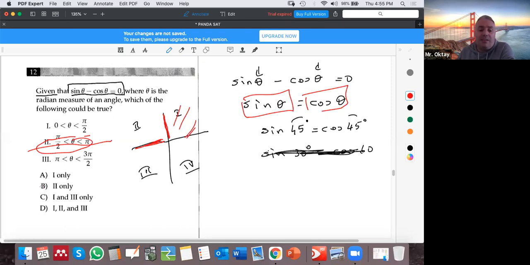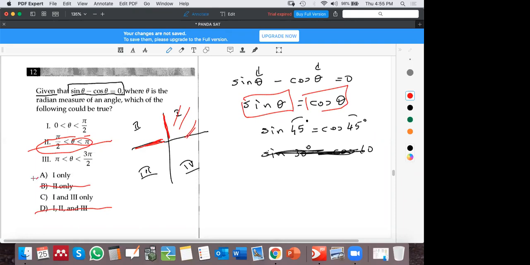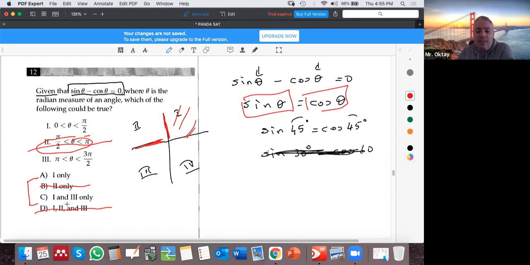So 2, it's not the answer. So we eliminated it. So it's clear that the answer is A or C. The difference between A and C is 1 and 1.